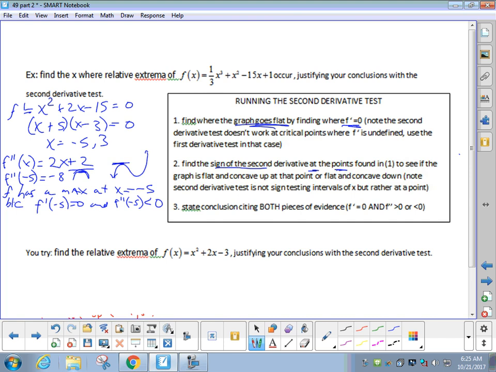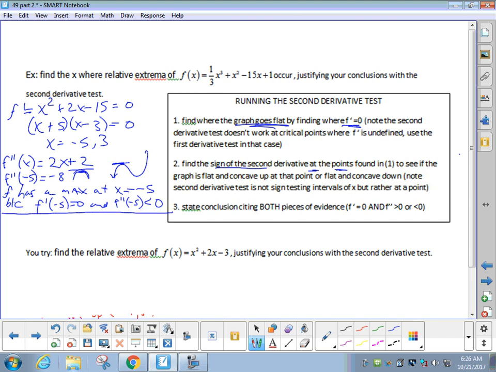Although it's good to have in your mind that the curve is flat and concave down there, that's not the evidence you cite. The evidence is for the second derivative test. You cite the second derivative. You say the second derivative is negative, not that it's concave down, not f prime is concave down. No concave down. The second derivative is your evidence.